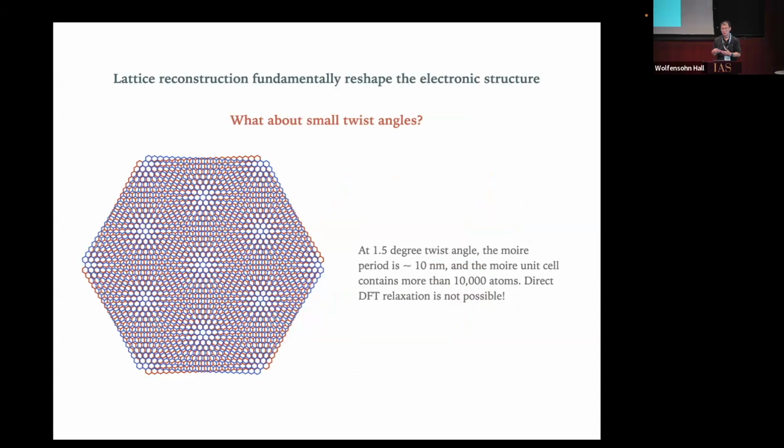Okay. So now, with all this being said, what we've shown is that if you just do things in a brute force way and include the lattice relaxation carefully, we should be able to model the system. But what about the small twist angles, right? Remember the calculation we've done is roughly at 3.9 degrees. And at a 1.5 degree twist angle, the Moiré period is about 10 nanometers, and then there will be 10,000 atoms in the unit cell. So if you put it in a computer, it will crash right away.